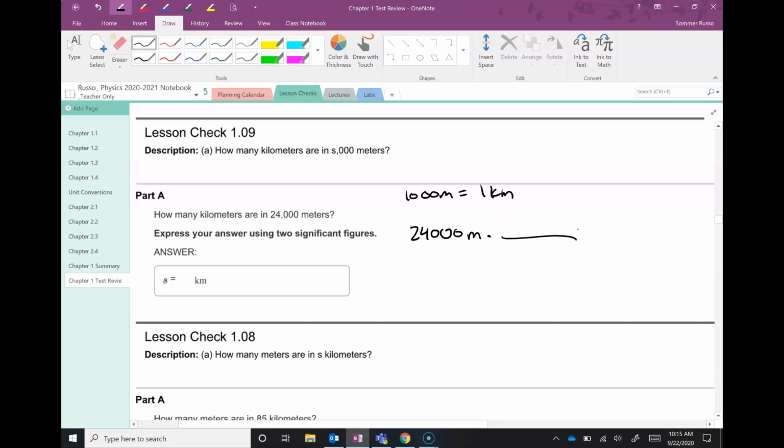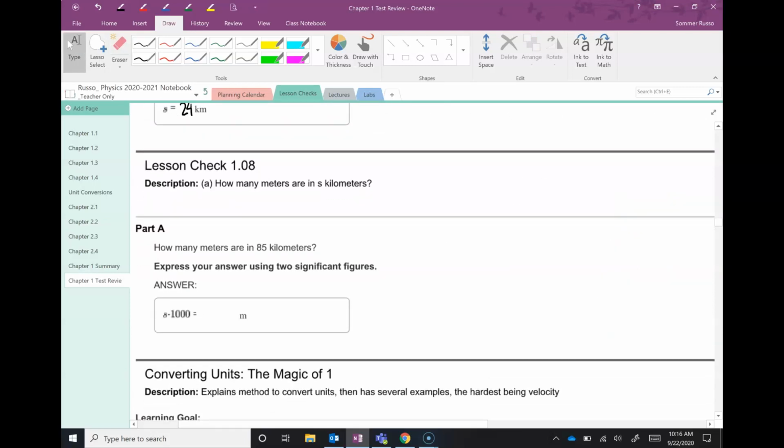And the one I'm going to use right now is the box method that we talked about in class. Anything in the top we multiply, anything in the bottom we divide. When we do that, we get the fact that there are 24 kilometers in 1 meter. Excuse me, this just goes in the opposite direction. So we're going from 85 kilometers and we want meters. So 85,000 meters.